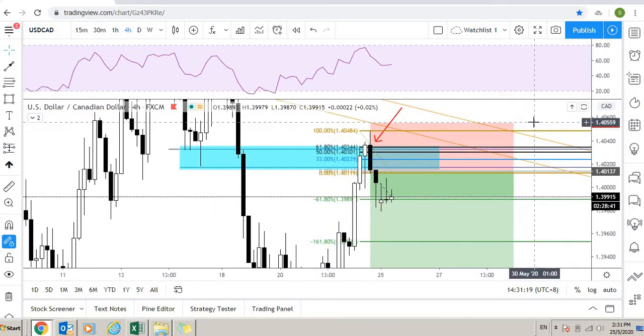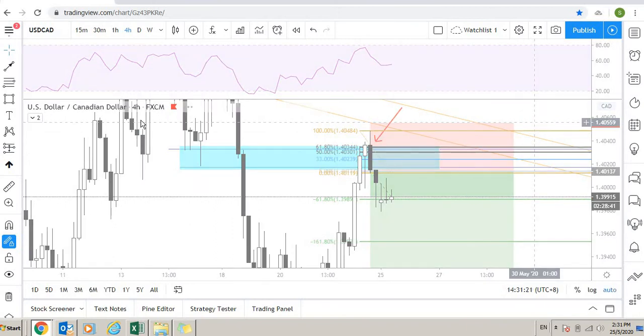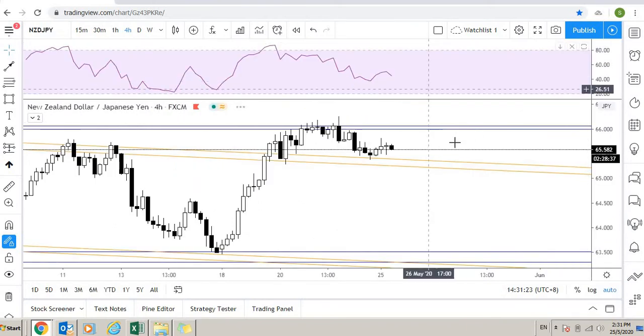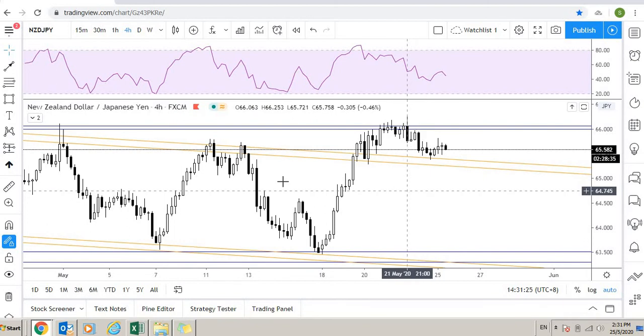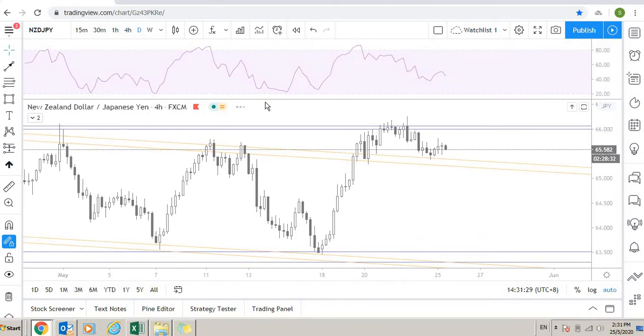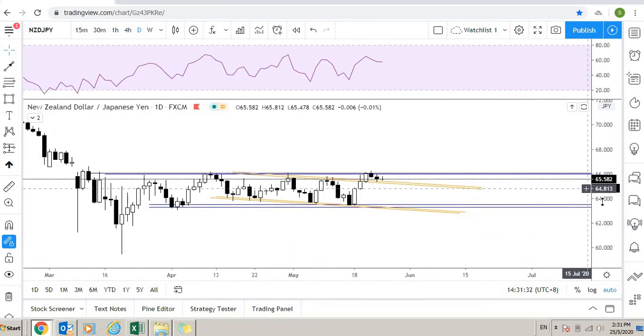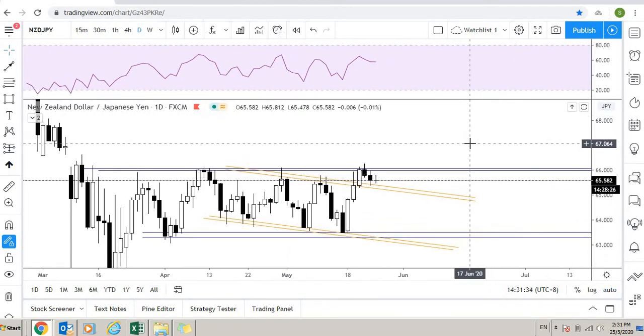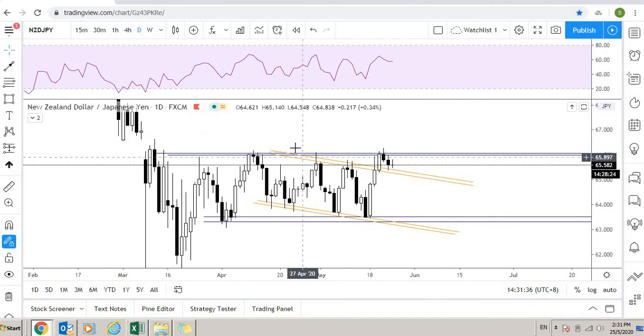Okay, so next pair will be New Zealand JPY. We check on the daily charts. On a daily basis, last week I identified this downtrend channel, and we have a range-bound support here. It looks like sideways trading.